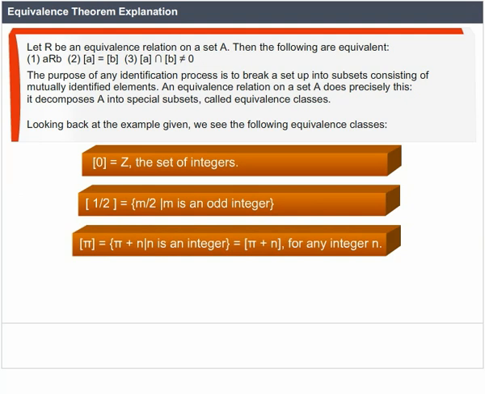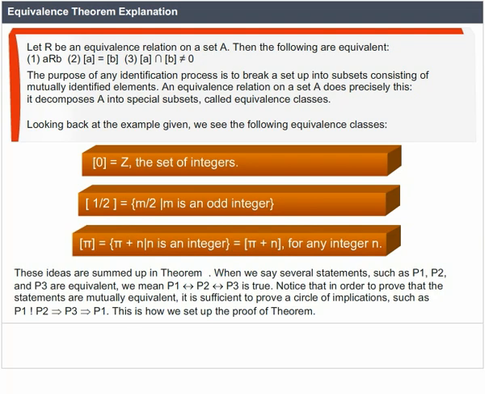These ideas are summed up in the theorem. When we say several statements such as P1, P2 and P3 are equivalent, we mean P1 if and only if P2, if and only if P3 is true. Notice that in order to prove that the statements are mutually equivalent, it is sufficient to prove a circle of implications such as P1 implies P2 implies P3 implies P1. This is how we set up the proof of the theorem.